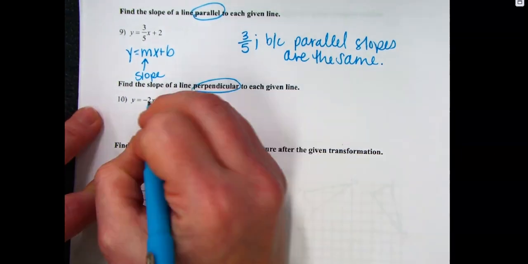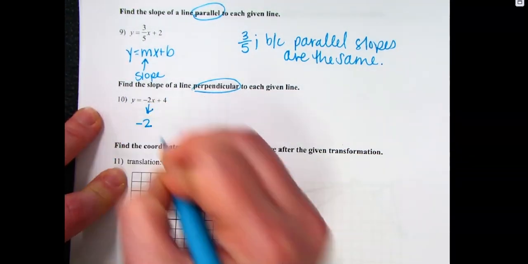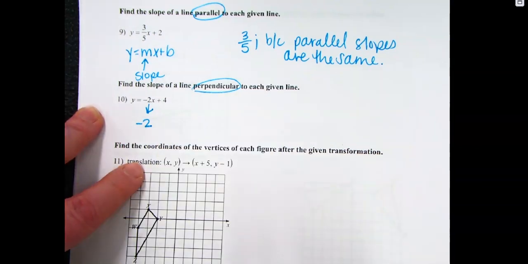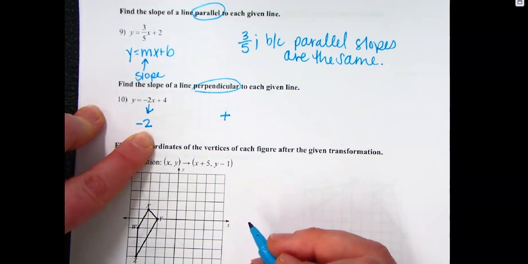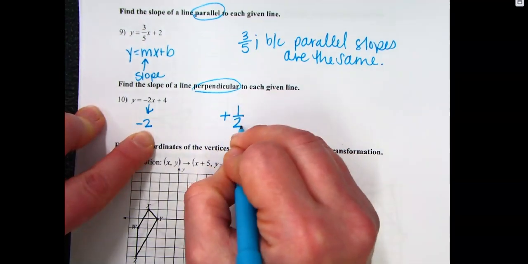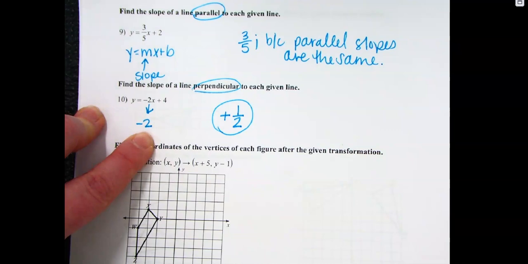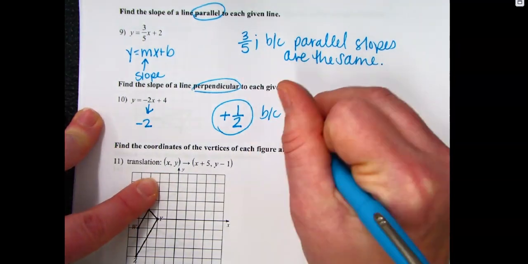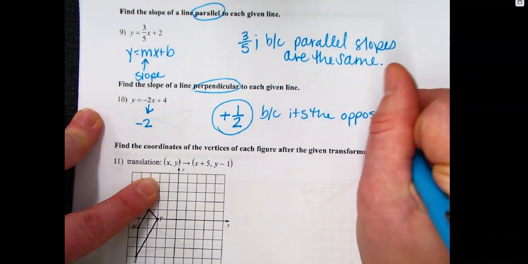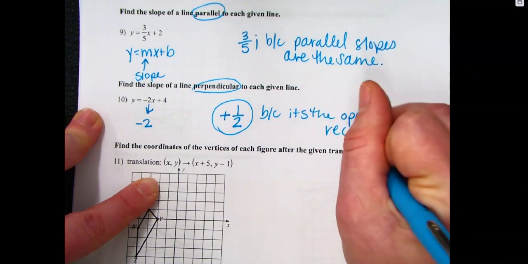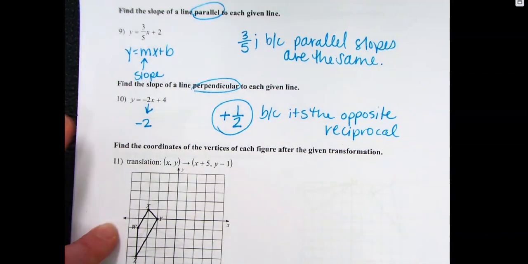Okay, again, this is my slope, -2, but it's not going to be the same. It is going to be positive, opposite, and then the reciprocal, 1/2. So that's what I'm looking for because it's the opposite reciprocal. I think that's spelled right.